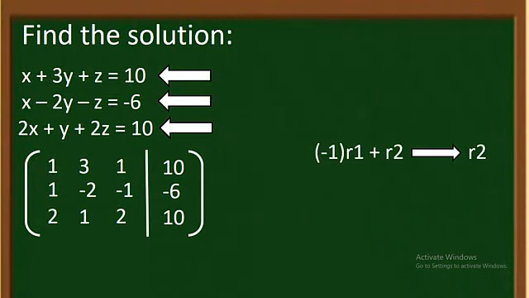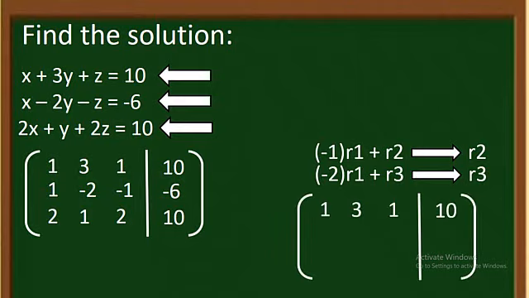The first thing that we have to do is to multiply -1 to row 1 and then add to row 2 to get row 2. You can also multiply row 1 with -2 and add to row 3 to get row 3. When you multiply row 1 with -1 and add to row 2, you will arrive at row 2. So let us solve this.